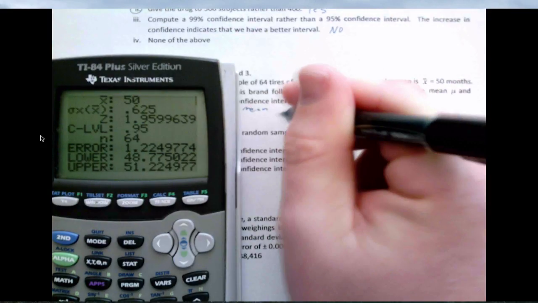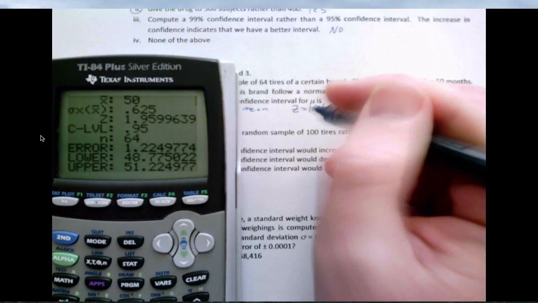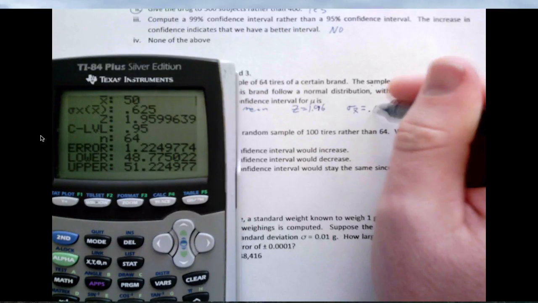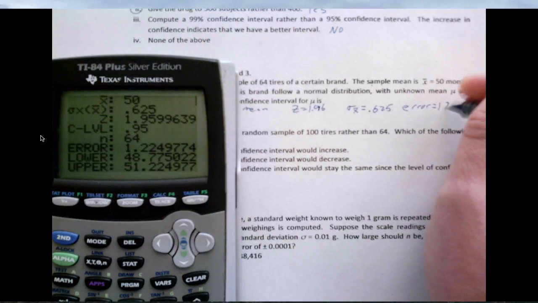So here are the values we're going to record. We have a z-value of 1.96, which is just standard for a 95% confidence interval. Our standard deviation of X bar is the standard deviation divided by the square root of n, which is 0.625. If you multiply these two together, you end up with the error. The error here is 1.22.